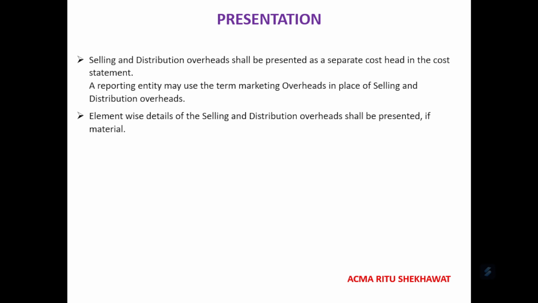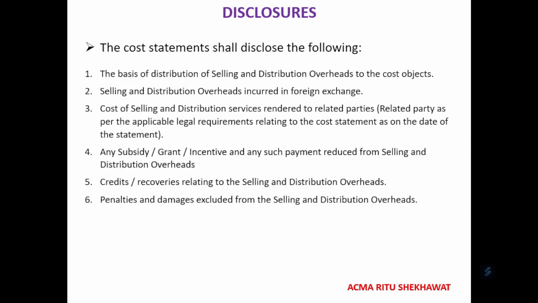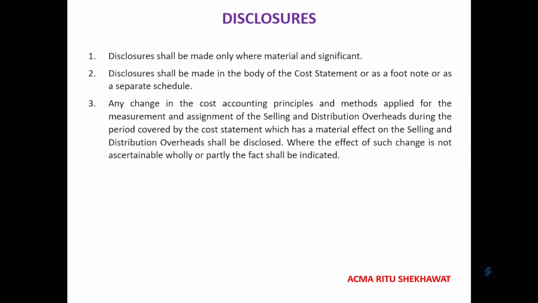Element wise details of the selling and distribution overhead shall be presented if material. If it is identifiable and on a reasonable basis, then under the selling and distribution overhead you can also mention the subheads, like marketing overheads, transportation overheads, distribution overheads. You have to mention it like that in terms of presentation. So this is the disclosure, as usual, the same as the earlier cost accounting standard.